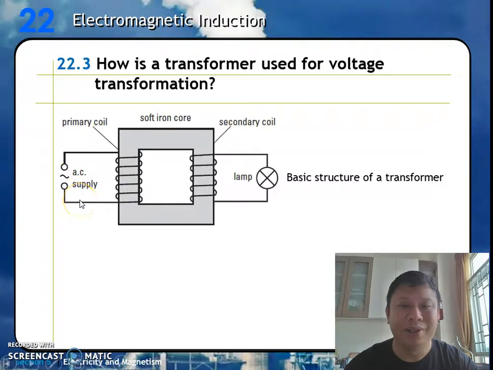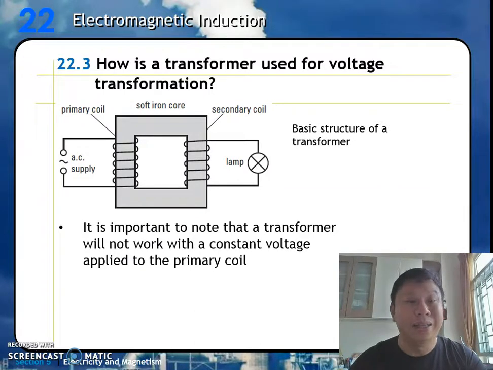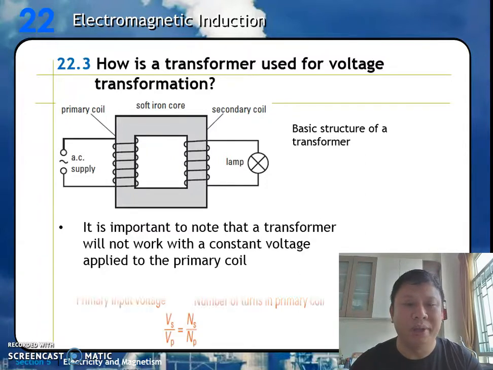Think about it. Some of you may have guessed that we need an AC supply because we need a changing magnetic field. And this changing magnetic field passes through the secondary coil via the soft iron core and induces an EMF in the secondary coil. Hence, it's important to note that a transformer will not work with a constant voltage applied to the primary coil.